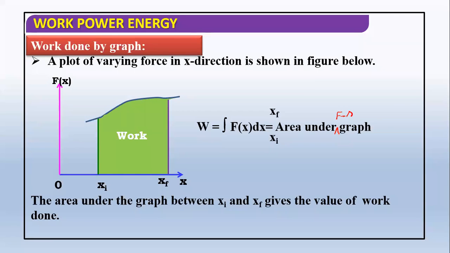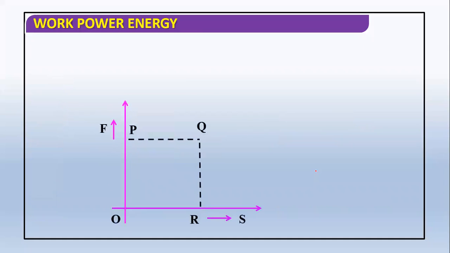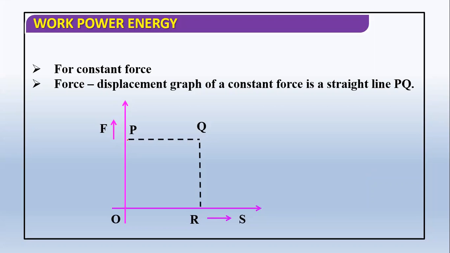So you can also calculate the work with the help of the graph. Now if the force is constant, F is constant and S is here. You can simply say this area is the work. Force is constant, so F into displacement. F is the height and S is the displacement. So F into S will be the work done for constant force.